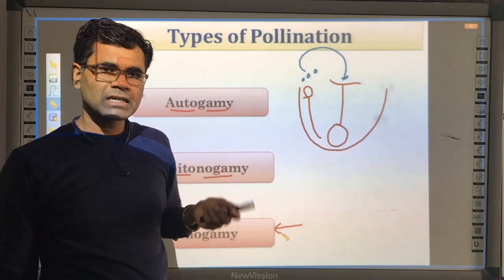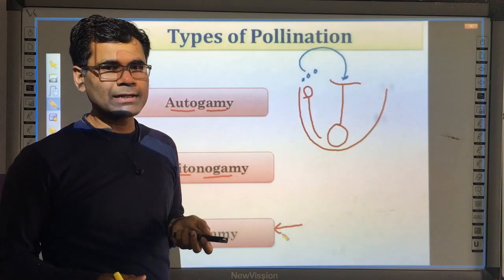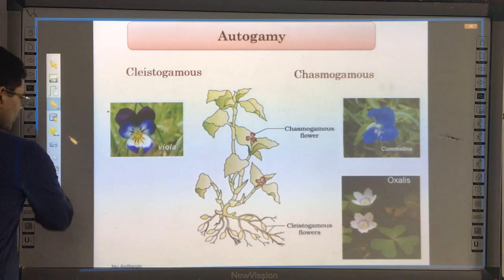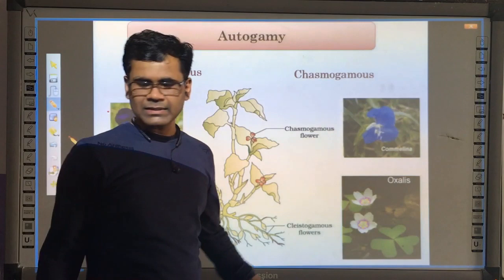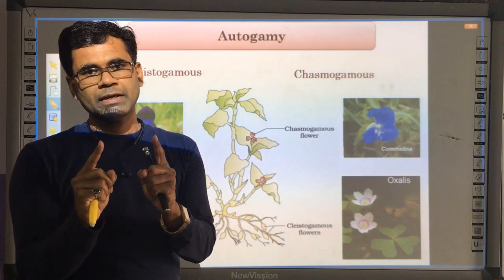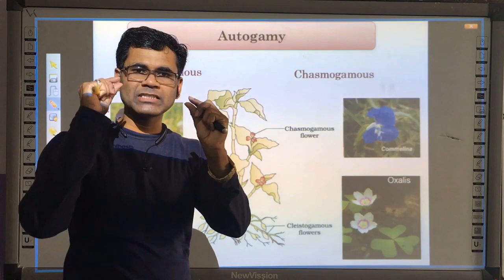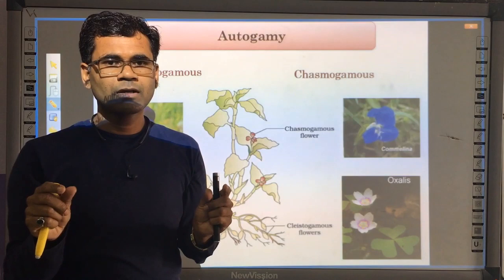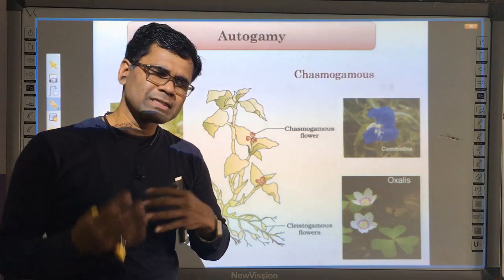Now let us elaborately discuss all these three types of pollination. First, we will begin with autogamy. As far as the definition of autogamy is concerned, it is a type of self-pollination. Self-pollination means the genetically similar parent, which means the genotype of the pollen grain and the genotype of the female gamete, ova or egg, are identical, both genotypes are the same. Autogamy is a type of pure self-fertilization or self-pollination.